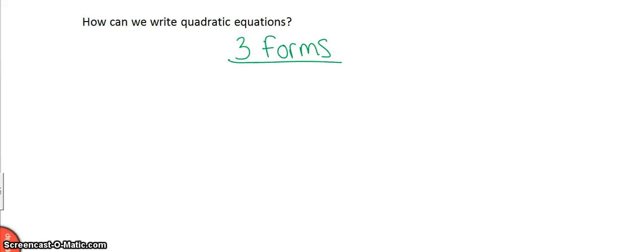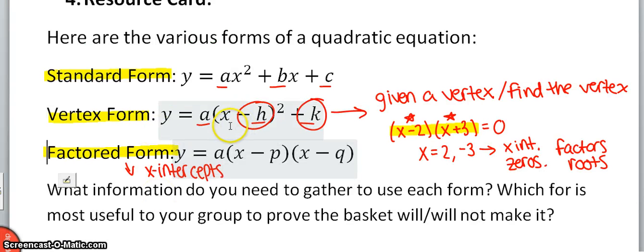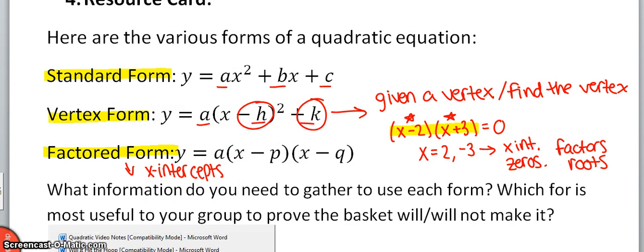What I'd like to do now is discuss how you go back and forth between each of the forms. So let's just say you have a quadratic that looks something like y equals x squared minus 2x minus 8. And let's say I ask you to find the vertex of this particular equation. As is, you cannot just look at this form and say, oh, the vertex is whatever it may be. The form you can just look at and tell me the vertex is called vertex form.